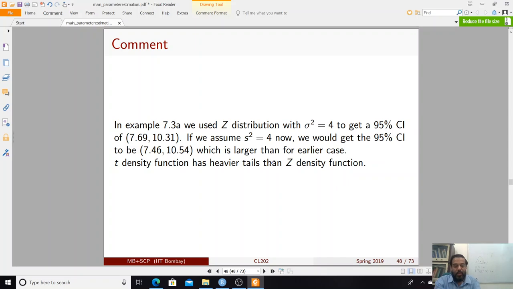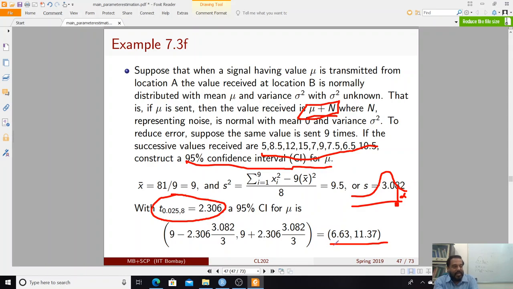So when we had used a Z distribution where we said that the variance is known, our interval was much smaller in its range. It was from 7.46 to 10.54, whereas in the present case it has increased. So there's more uncertainty. So now you can agree, or you can realize that when we were using the Z distribution, we had a narrower density, and when we are using a T distribution, we have a wider density. So this value, the T of 0.025, is much larger than the Z of 0.025 over here.